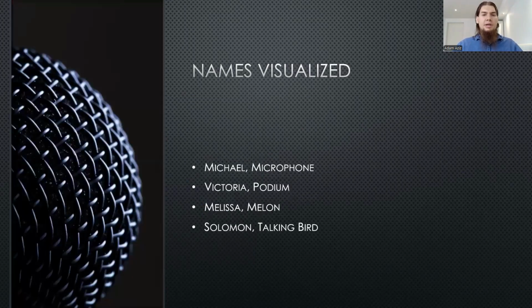For Michael, a microphone, for Mike and Mike. For Victoria, a podium because she was victorious. For Melissa, a melon. For Solomon, because Prophet Solomon was known for being able to talk to animals, we could have a talking bird represent the name Solomon.